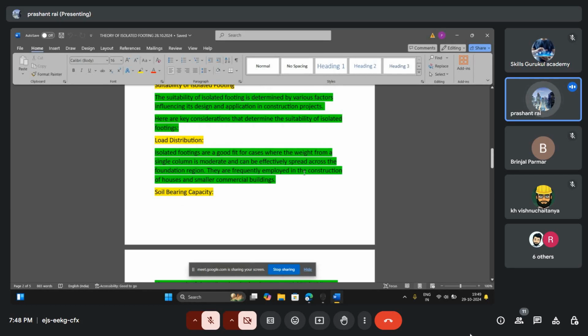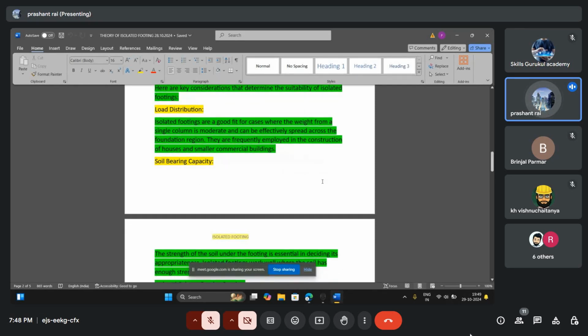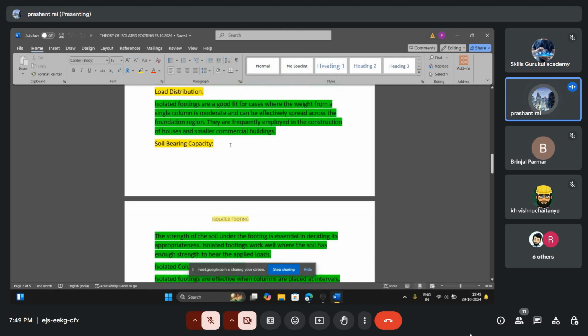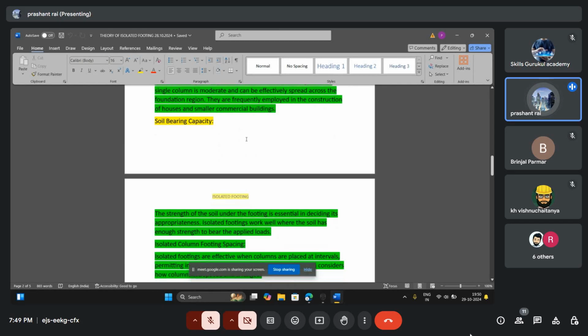Load distribution. Isolated footings are a good fit for cases where the weight of a single column is moderate and can be effectively spread across the foundation region. They are frequently employed in the construction of houses and smaller commercial buildings. The first factor is load distribution, and the second is soil bearing capacity, which plays a very important role for the foundation. Soil bearing capacity decides the length or width of the column and the type of foundation too.